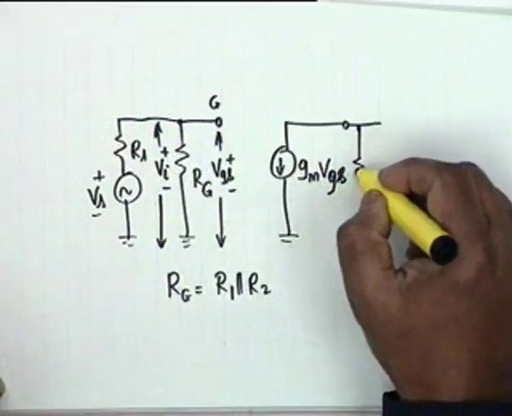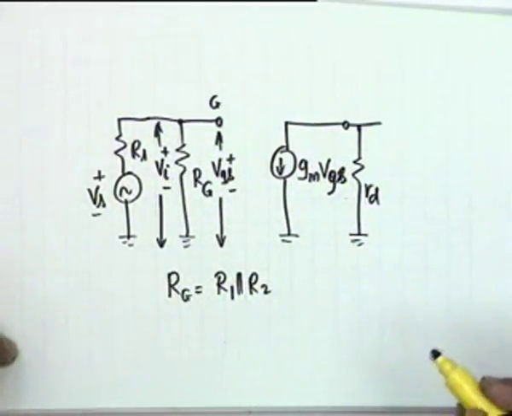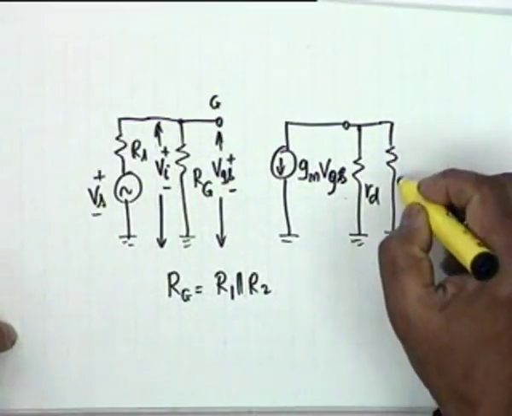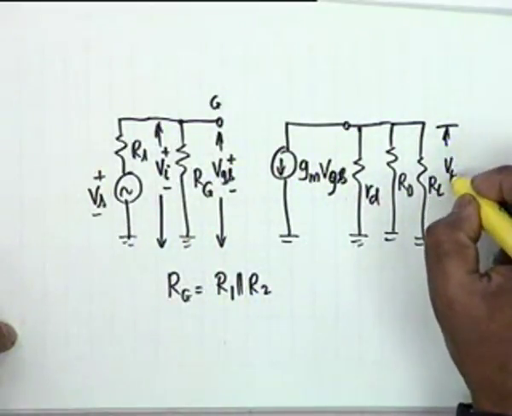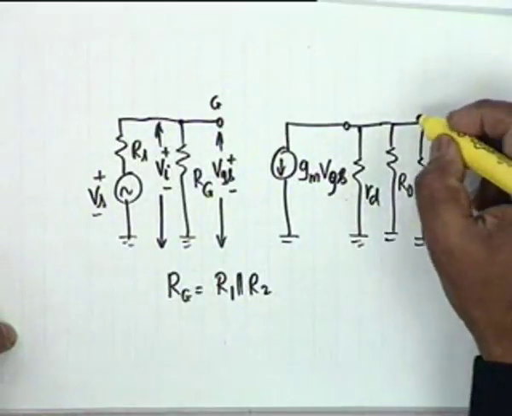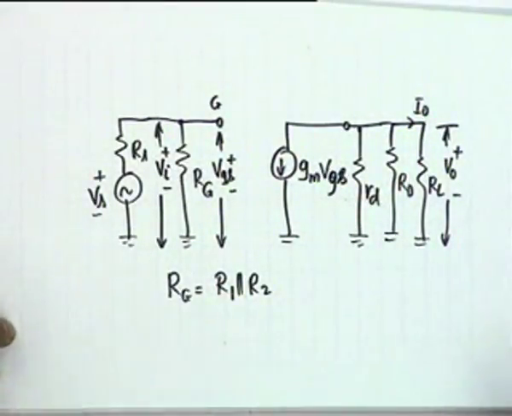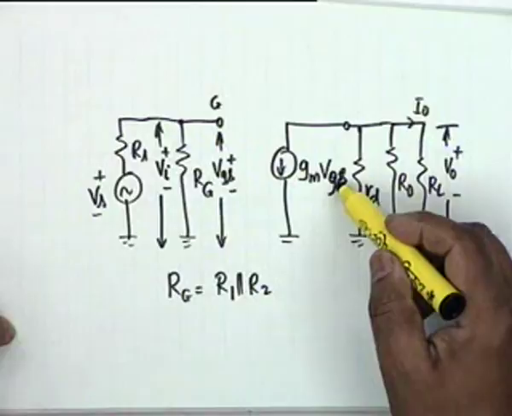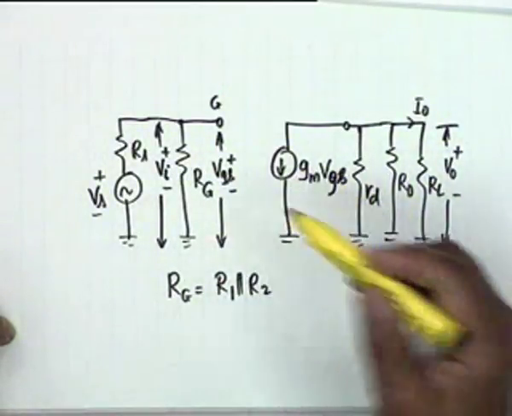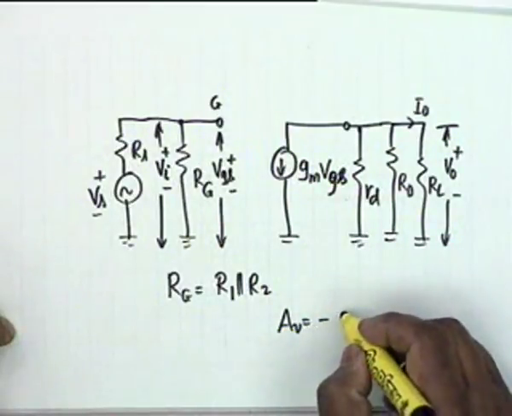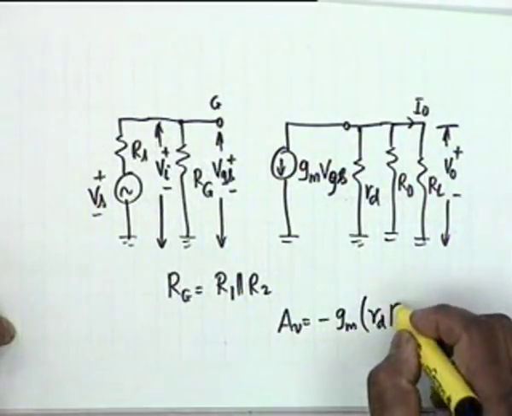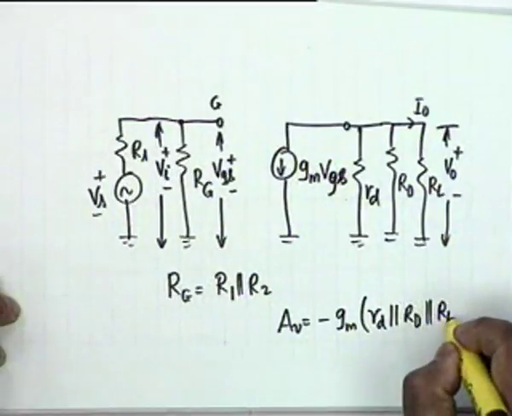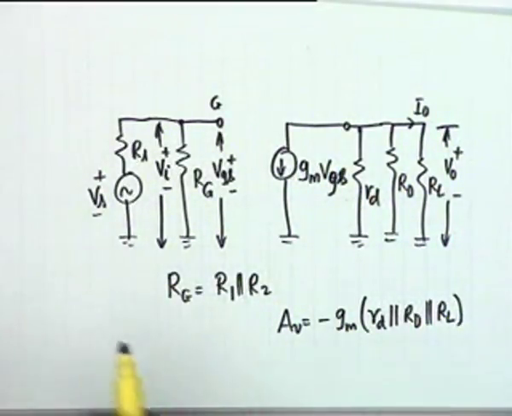Then we have the drain, dynamic drain resistance rd, and the two resistances capital RD and capital RL. It is this voltage which is the output voltage, and the current through RL is the output current I0. It is very easy to see that the gain, because Vgs is the same as Vi, V0 by Vi shall be simply minus gm, because this current does not agree with voltage, times rd parallel RD parallel RL. That is it. Very simple, the voltage gain.